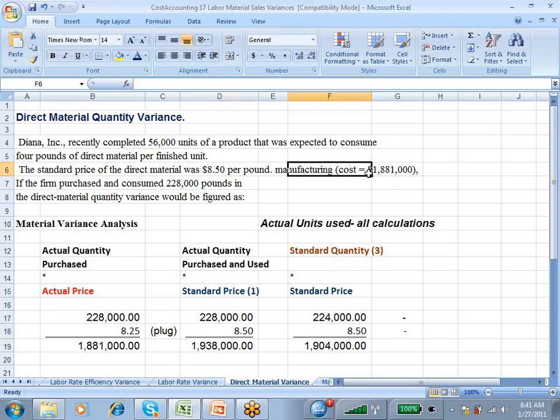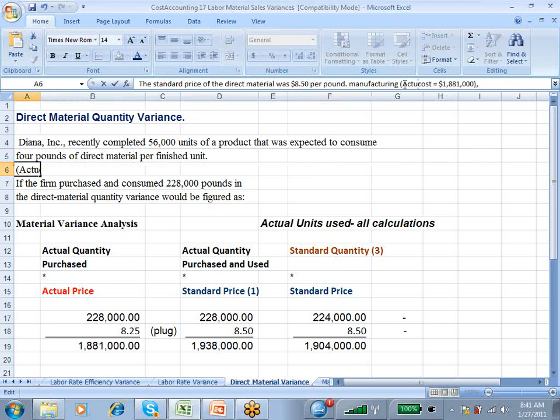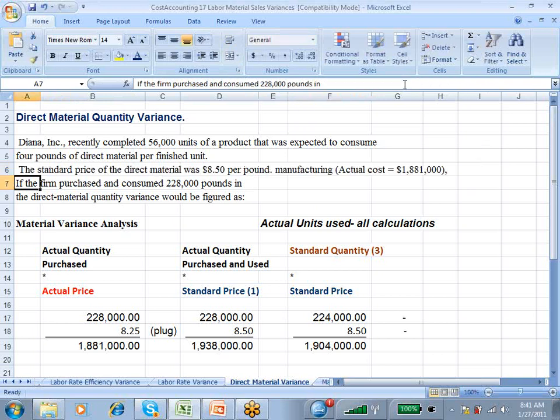It says the cost is 1,881,000. That should say actual. Let me correct that. I'm copying and pasting this from an old student assignment, so sometimes I don't pick up all the numbers. If the firm purchased and consumed 228,000 pounds, so there's my actual quantity, 228,000 pounds. Now we finally get to the question. Direct material quantity variance would be figured as. In other words, how much more or less stuff did we use, let's say denim, than we planned on? How much more or less denim did we use than we planned on?